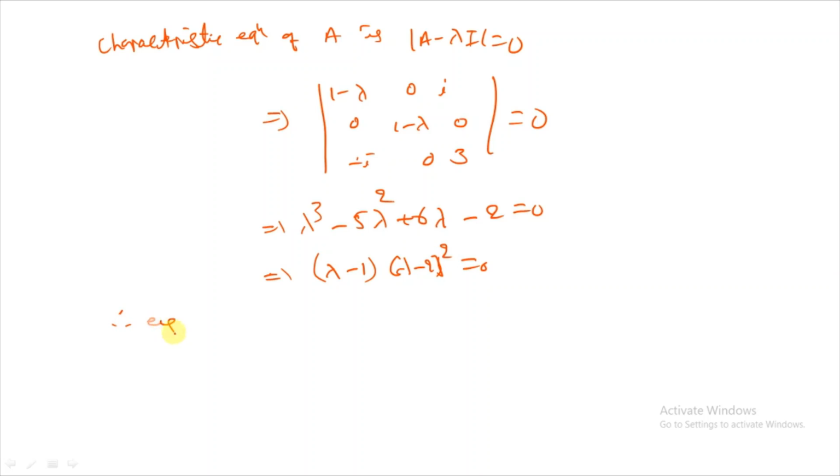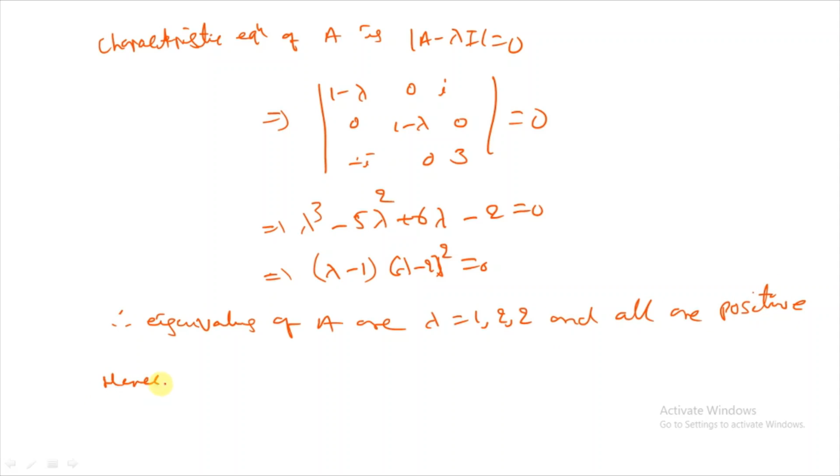Therefore, the eigenvalues of A are lambda equal to 1, 2, 2, and all are positive. Hence, A is a positive definite matrix.